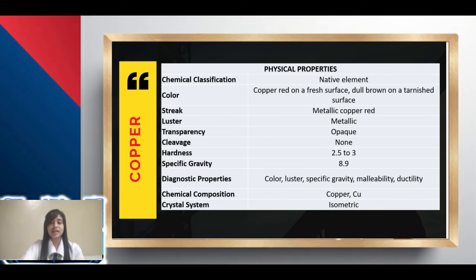So, for transparency, it's opaque. Ibig sabihin, it can't be seen through or hindi siya transparent. Then, cleavage is none. But I highlighted kanina na it has fractures. Ibig sabihin, fractures na uneven. Yun. Then, its hardness ranges from 2.5 to 3. Then its specific gravity is 8.9. For diagnostic properties, nasabi ko na kanina yung mga luster, color, specific gravity, transparency, etc. Then its chemical symbol is Cu. And its crystal system is isometric. Ibig sabihin in a cubic shape or cube shape.